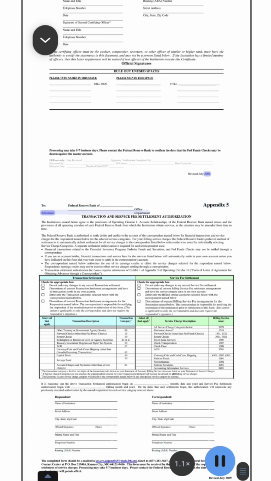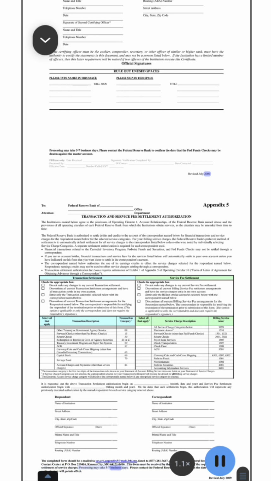Office, attention, department. The completed form should be emailed to sys.ccc.appendix5@mpls.frb.org, faxed to 877-281-3647, or mailed to the Federal Reserve's Customer Contact Center at P.O. Box 219416, Kansas City, Missouri 64121-9416. This form must be received by the last business day of the requested month for settlement of service charges.